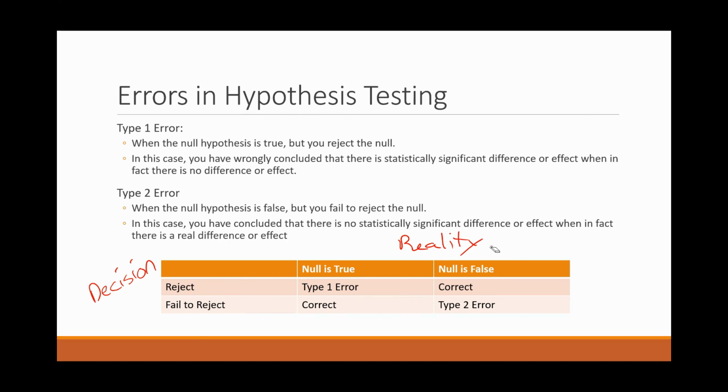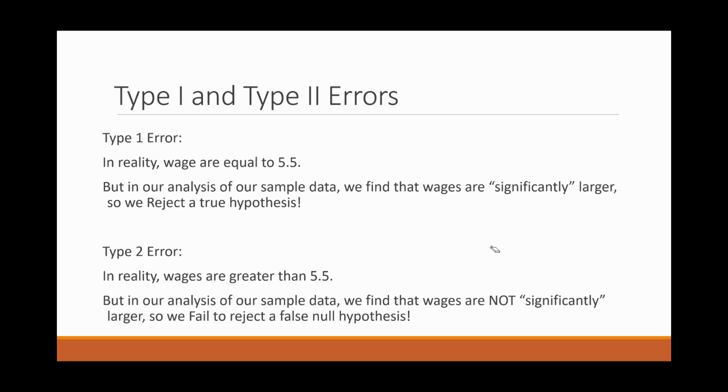So when we do research, practically speaking, we're going to try to avoid errors as much as we can. Just to bring this into our example, type 1 error would be, in reality, wages are actually equal to 5.5. Remember, our null was population mean is 5.5. So type 1 error is, in reality, wages are equal to 5.5, but in our analysis of our sample data, we conclude that wages are larger. That is, we reject the null hypothesis. That's a type 1 error.